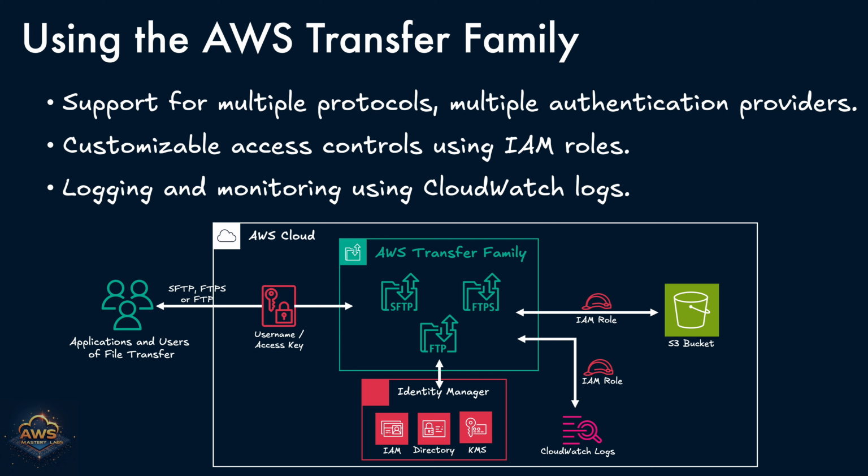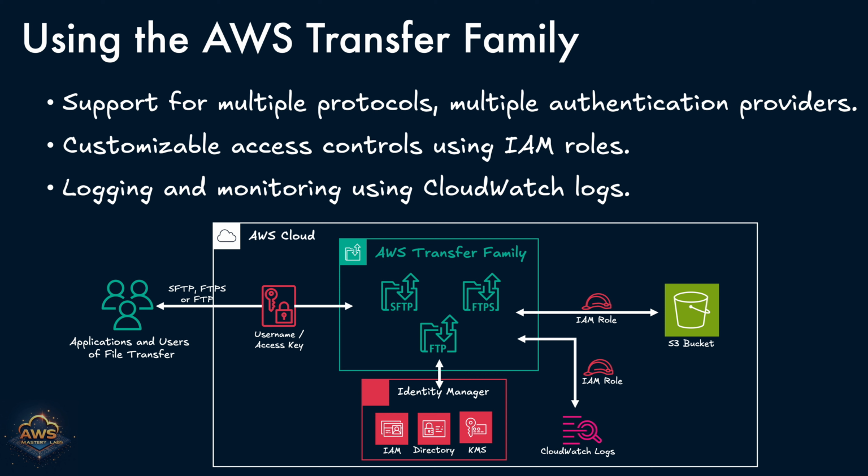AWS Transfer Family supports multiple protocols, including SFTP, FTPS, and FTP, allowing your users and applications to connect using the standard tools they're already familiar with. This flexibility makes it easy to integrate with a wide range of legacy systems and external partners without needing custom development or protocol conversion.